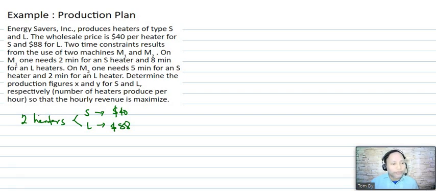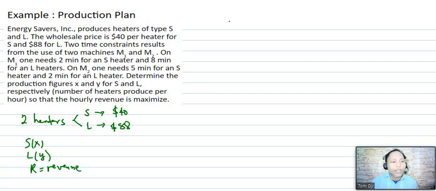Okay, so we write our variables. We use X and Y for S and L. So S is X and L is in terms of Y. We declare these as our variables. And then we also have revenue, so we will make use of R as our revenue.